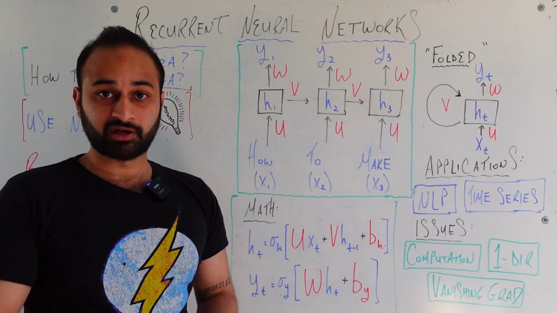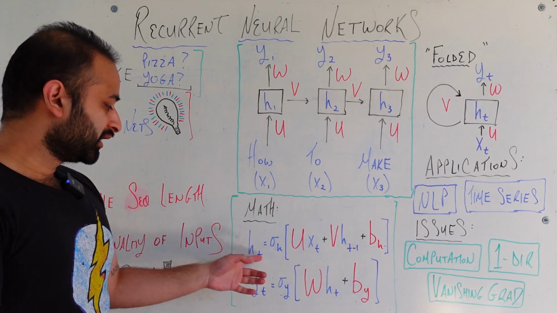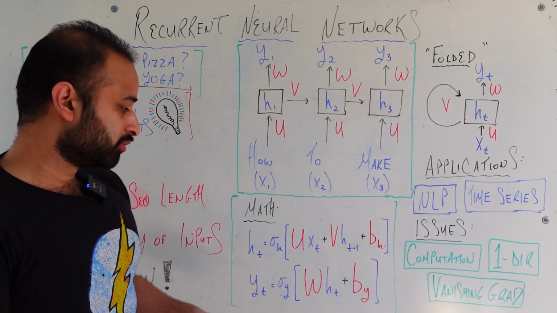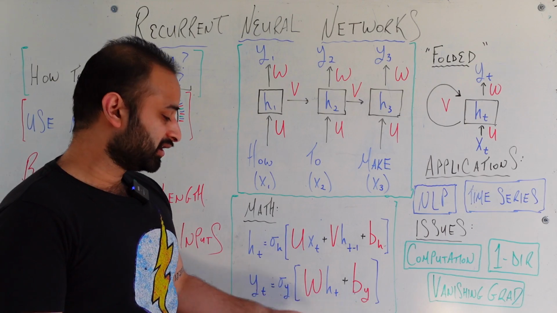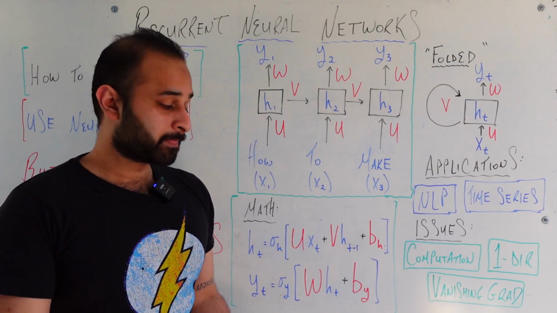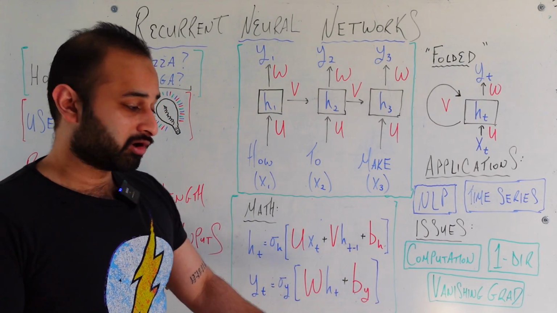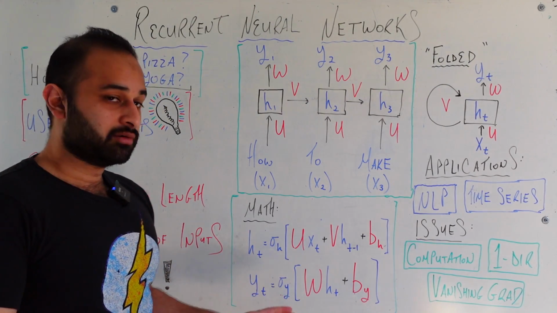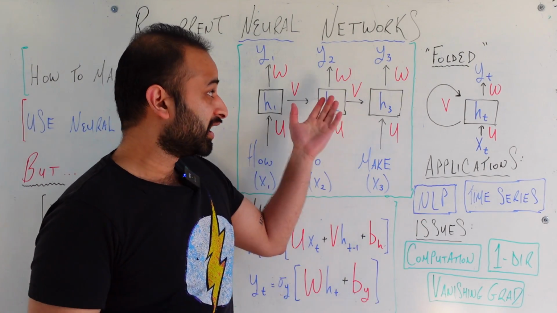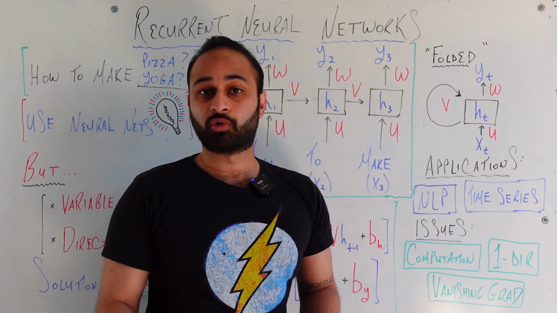you have your encoding of the entire sequence thus far. And then if you want to get the most likely next word, you're going to apply this other linear transformation W to the hidden state at the current time step. Add that to its own bias term, run that through an activation function, and boom, you've got your y sub t, which is the output at any time step that tells you what the most likely next word should be.